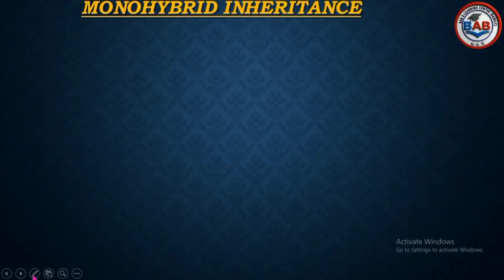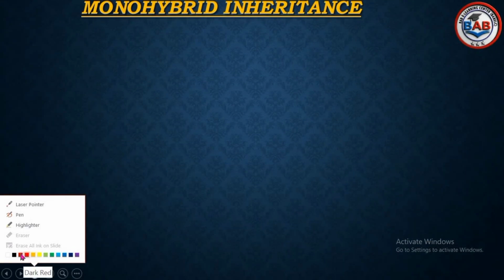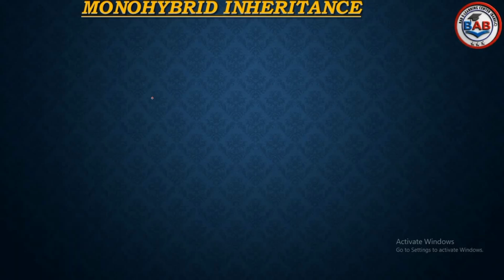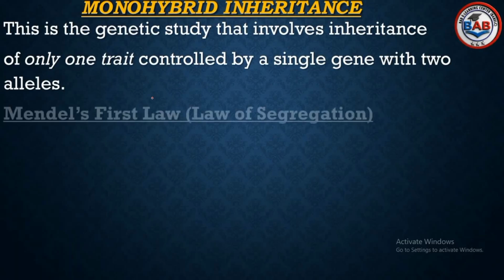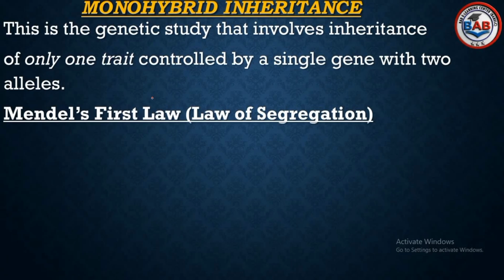Today we are looking at monohybrid inheritance. This is the genetic study that involves inheritance of only one trait controlled by a single gene with two alleles. In our previous video, we defined an allele as the alternative form of a gene, and monohybrid inheritance can best be explained by Mendel's first law of inheritance, at times referred to as the law of segregation.